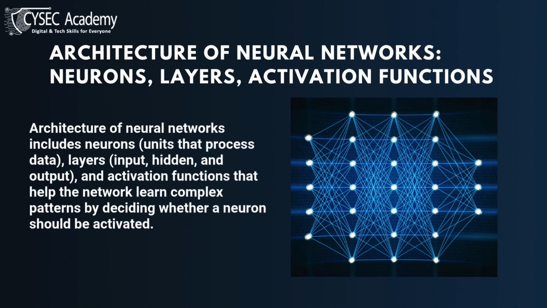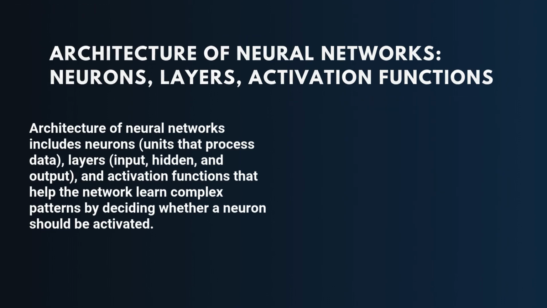Architecture of neural networks. The architecture of neural networks includes neurons, units that process data, layers, input, hidden, and output, and activation functions that help the network learn complex patterns by deciding whether a neuron should be activated. Let's delve deeper into the architecture and training of neural networks, and examine various deep learning models and their applications.